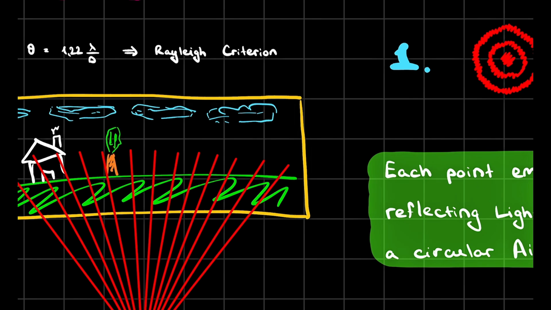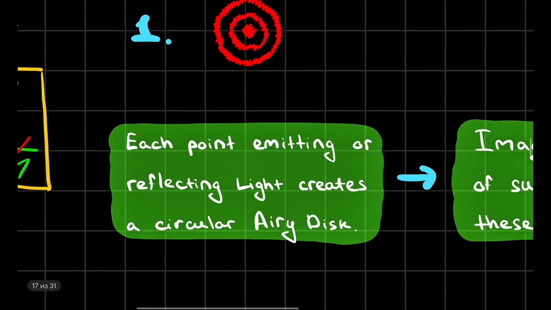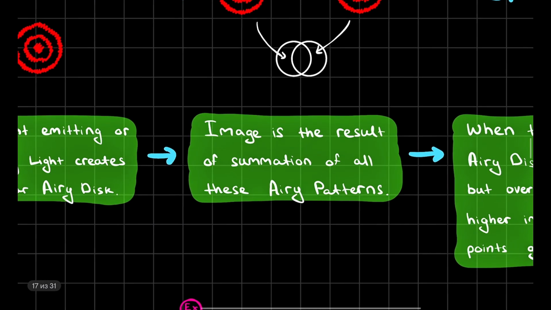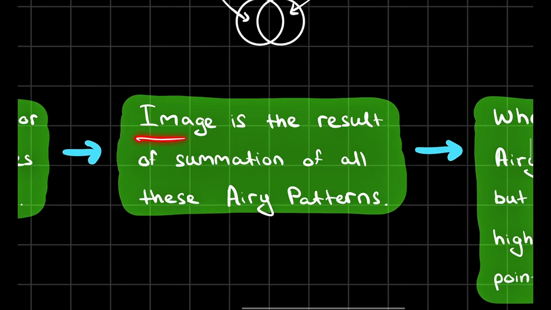No, it reflects light that comes from the sun, and then it goes to our eyes and so on. But it does not matter. Each of those things creates this kind of pattern. Each point creates a circular aperture pattern, the Airy disk. Then the second rule: the image is the result of the summation of all these Airy patterns.